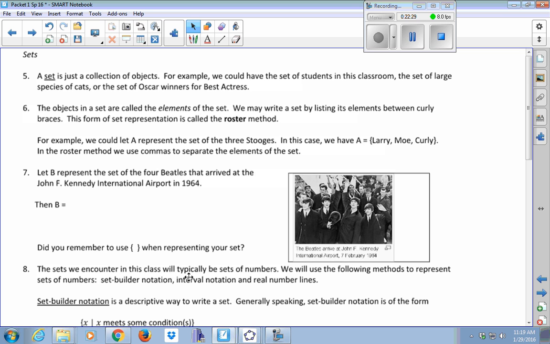So someone want to read a set for me? Taylor? A set is just a collection of objects. For example, you have a set of puppets, or a set of hospitals.